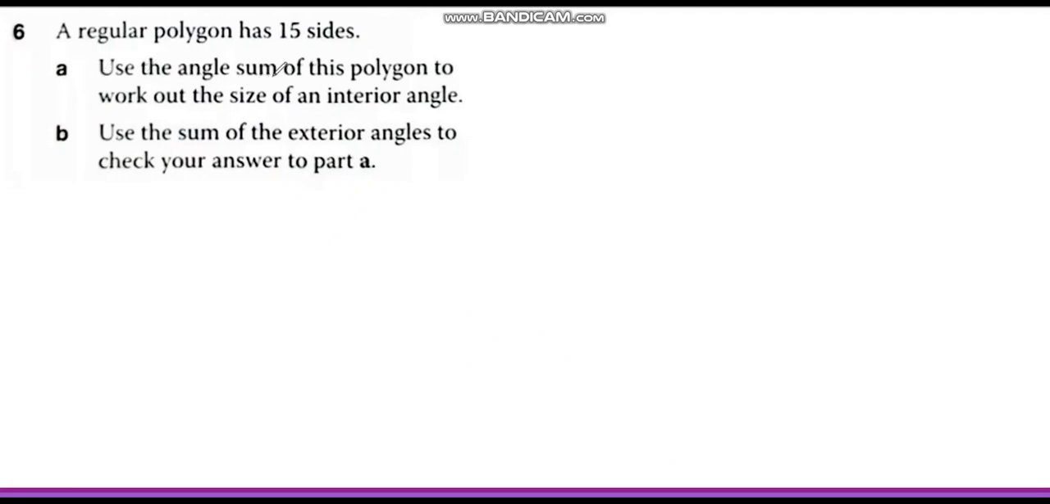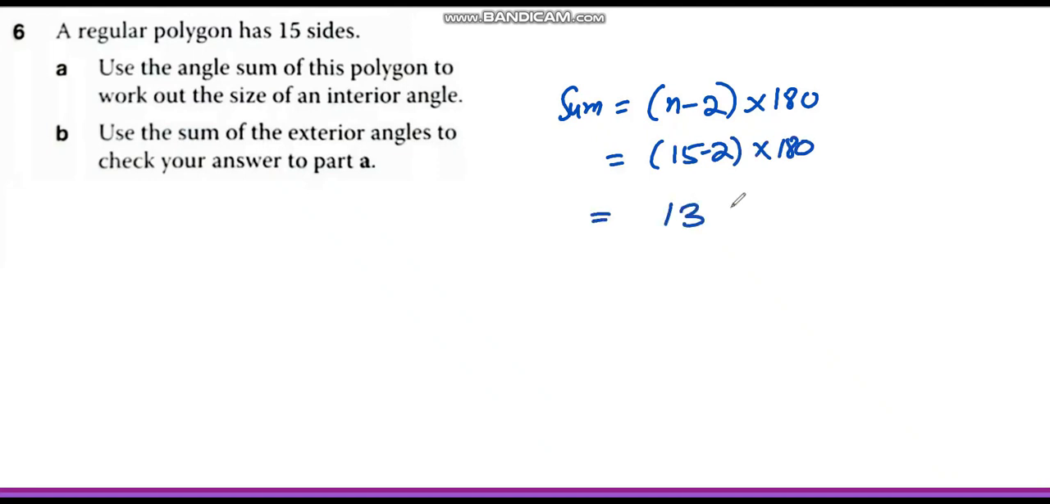In question number 6, it says a regular polygon has 15 sides, and its part A says, use the angle sum of this polygon to work out the size of an interior angle. So if it is a 15-sided polygon, then the sum of angles will be equal to, we can use this formula, n minus 2 times 180. As there are 15 sides, it is 15 minus 2, which is 13 times 180, and that will be 2340 degrees. So if we want to work out the size of one interior angle, then we will divide the sum of all angles by 15.